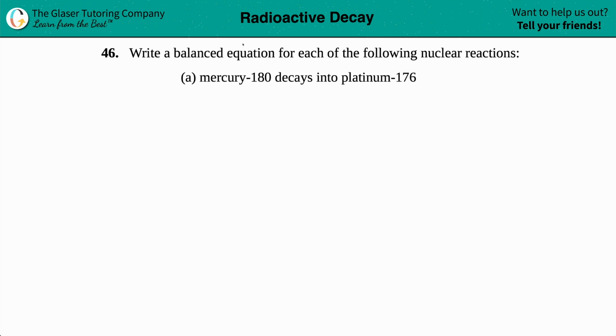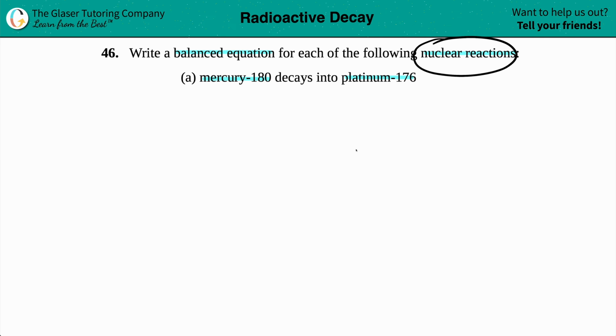Number 46. Write a balanced equation for each of the following nuclear reactions. Letter A: in this case, we have mercury-180 that's decaying into platinum-176.